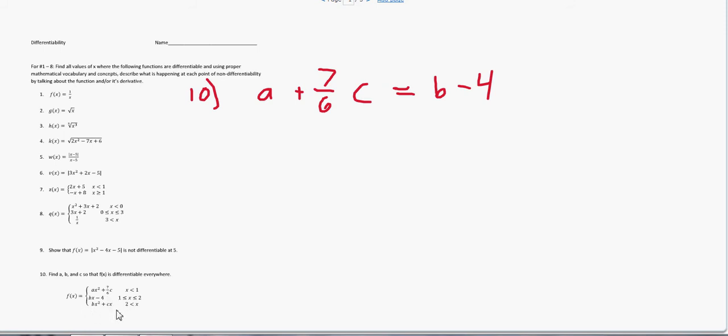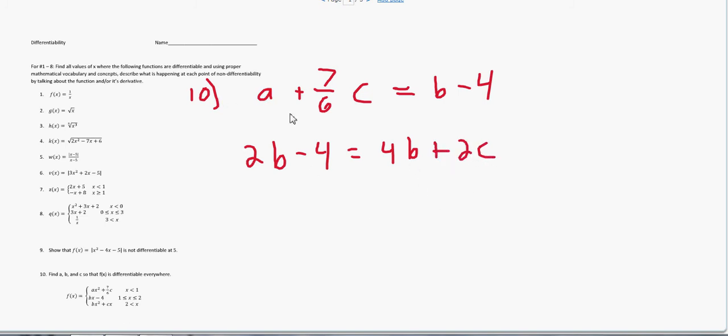The only problem is going to be where they meet. They have to meet each other at the points where they end and begin. So this has to meet this one at 1, so we plugged in 1 and got this equation. And the middle one, bx minus 4, must equal bx squared plus cx at 2. And when you plug in 2, you get 2b minus 4 has to equal 4b plus 2c.